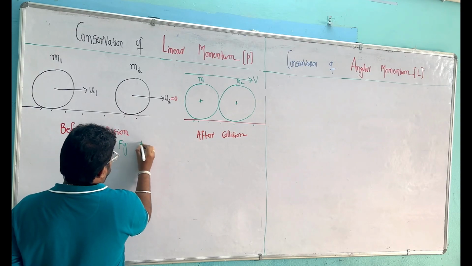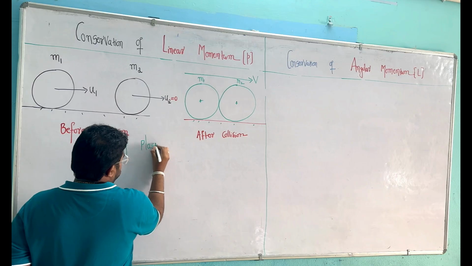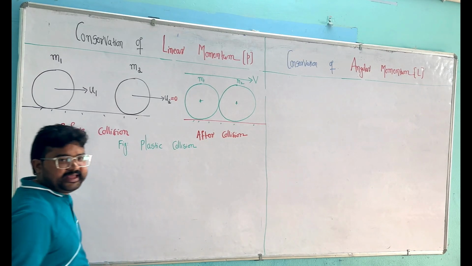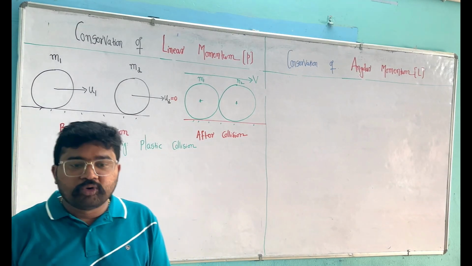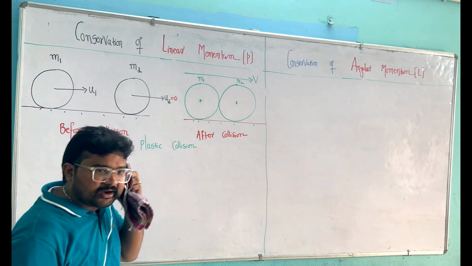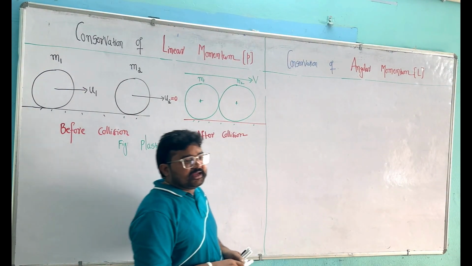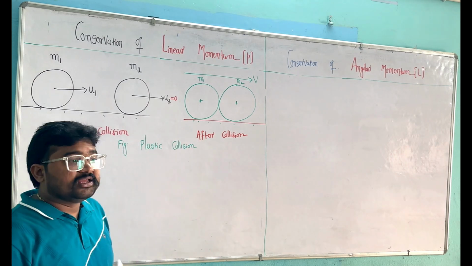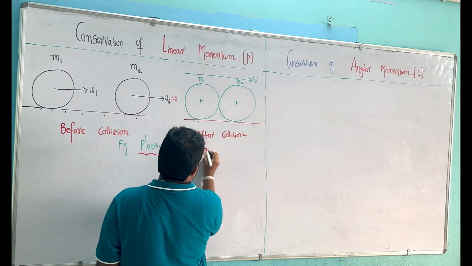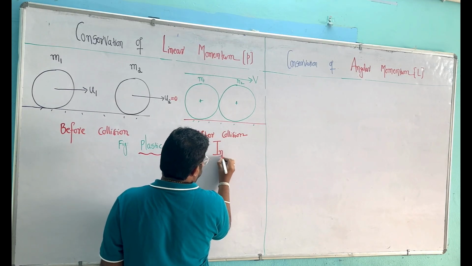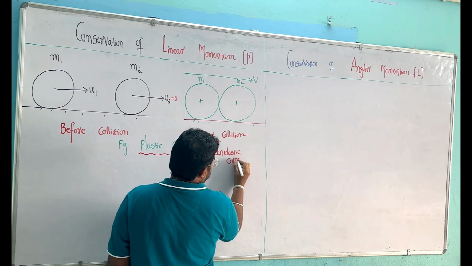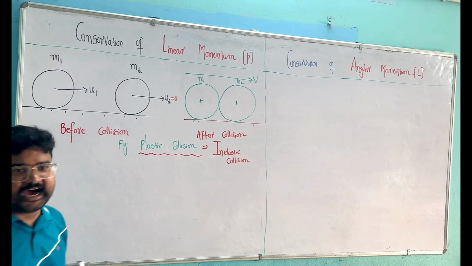We can call this collision as plastic collision. Plastic collision means both the bodies move together after collision, with common velocity v. It is one of the special cases in inelastic collision. Plastic collision is one of the special cases in inelastic collision. This is called inelastic collision.